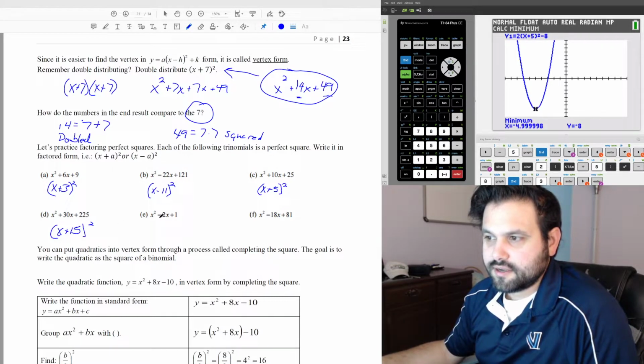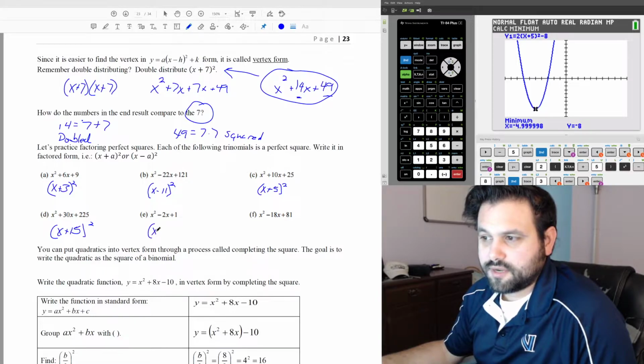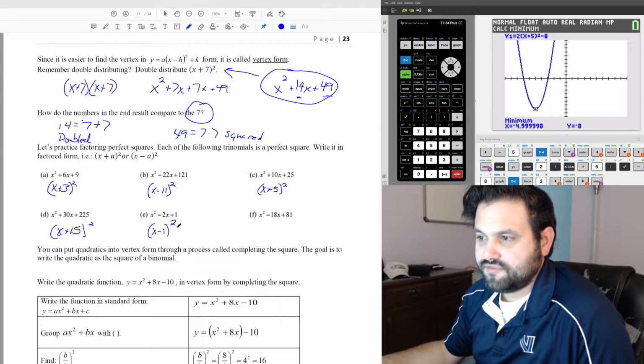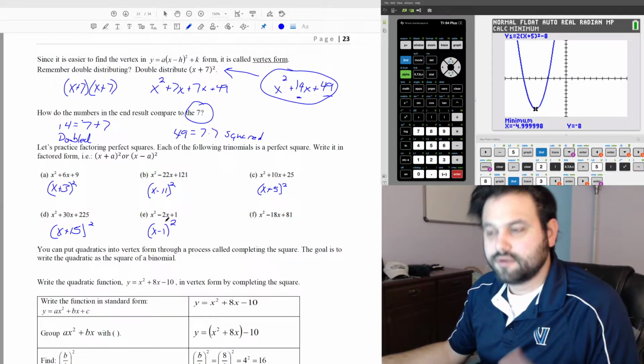Part E, negative 2 and 1. What doubled is negative 2? Well, x minus 1. Just negative 1. And if you square negative 1, you get positive 1, right? Negative 1 times negative 1, positive 1.